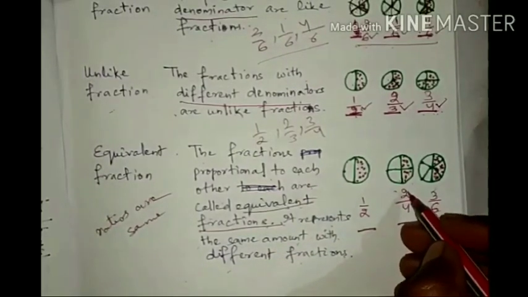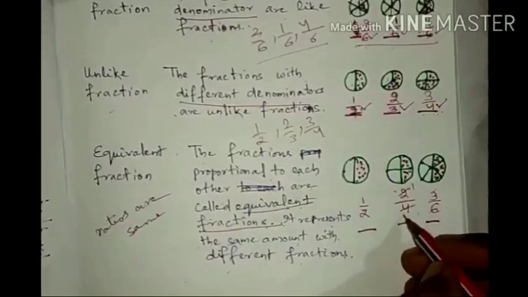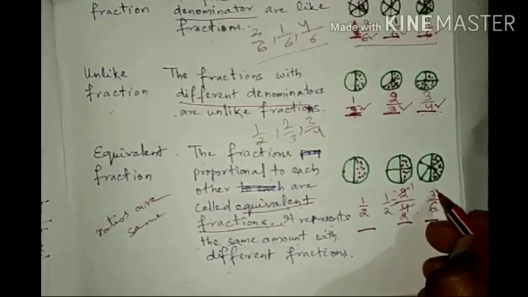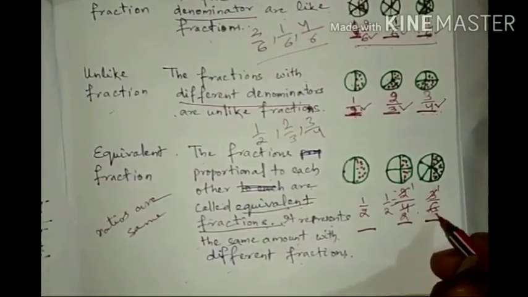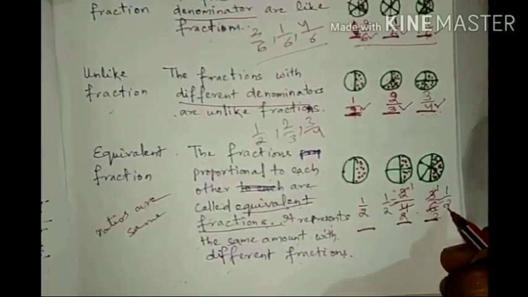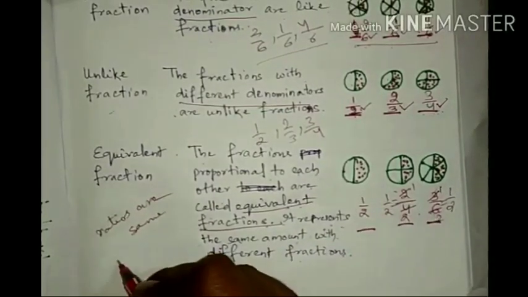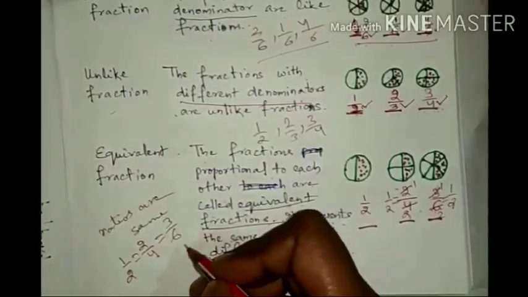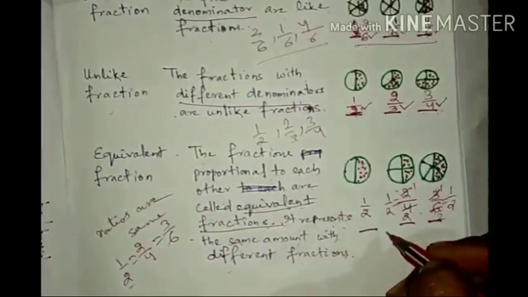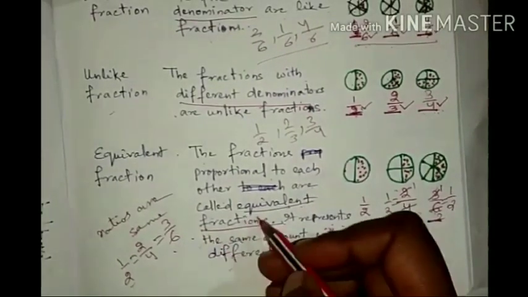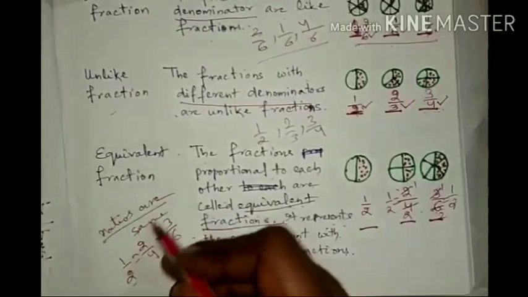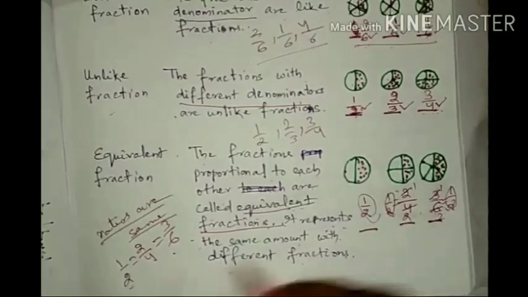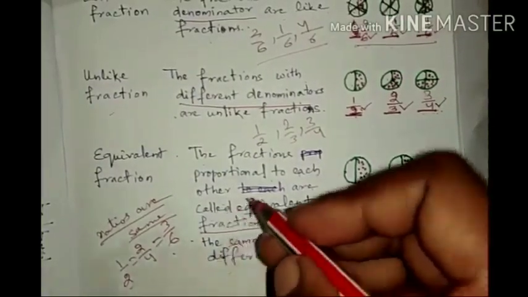You see, if you reduce 2 by 4, 2 1s are 2, 2 2s are 4. What are you getting? 1 by 2. If you reduce 3 by 6, 3 1s are 3, 3 2s are 6. What are you getting? 1 by 2. So 1 by 2 is equal to 2 by 4 is equal to 3 by 6. So all these are the same but in different fractions. That's why it is known as equivalent fractions. Here ratios are the same, meaning they are all 1 by 2. That's why this one is known as equivalent fraction.